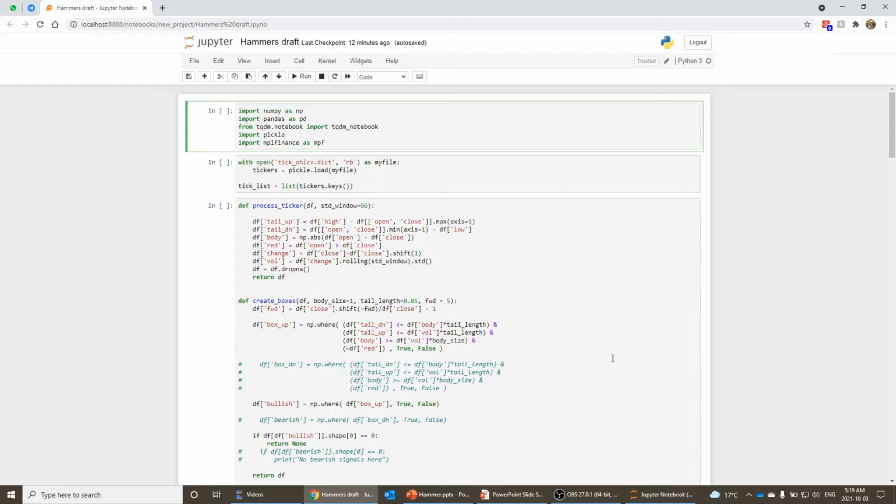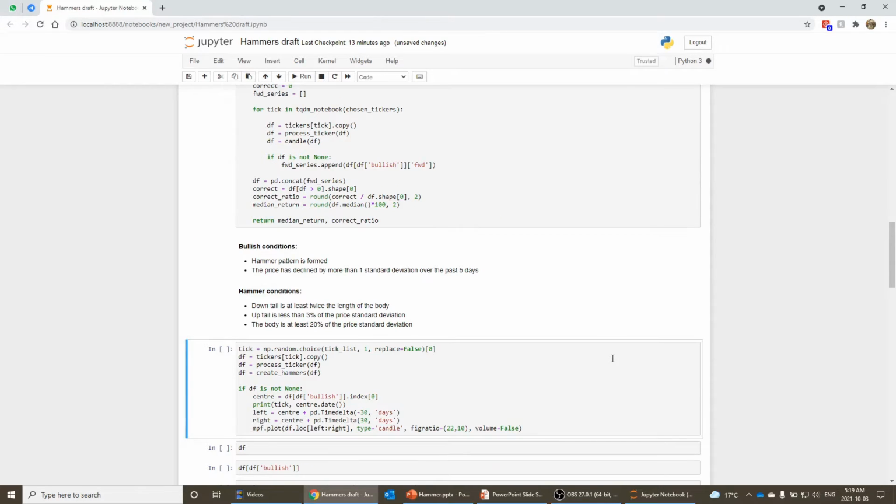Here I have coded a function that finds the hammers and assigns buy signals. These are the conditions to be bullish. The hammer pattern is formed, obviously, and there was a price decline in the past 5 days, since this is a reversal pattern. Hammer conditions are: the tail is at least twice as long as the length of the body. Up tail is less than 3% of the price standard deviation, which is almost non-existent. And the body is at least 20% of the price standard deviation. The last condition is introduced to avoid days with minimal price movements.